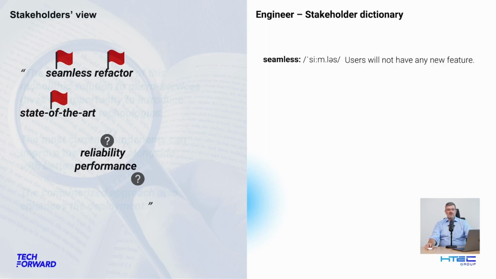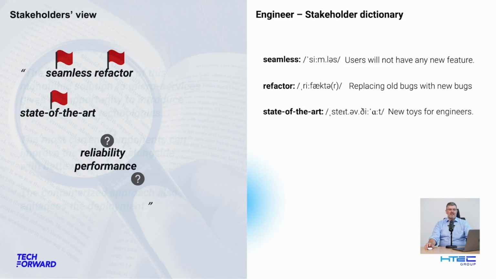Seamless means user will not have any new feature. Refactor means we will replace the old bugs with new bugs. The state of the art means new toys for engineers. And as you can see, the reliability and the performance are just buzzwords alone. I collected some sentences which helped me to convince stakeholders in my professional career.